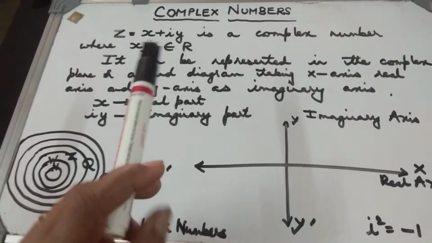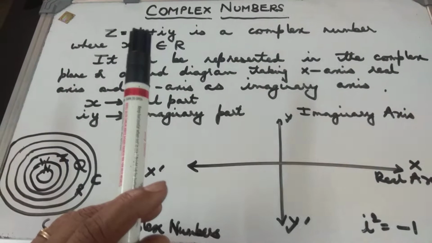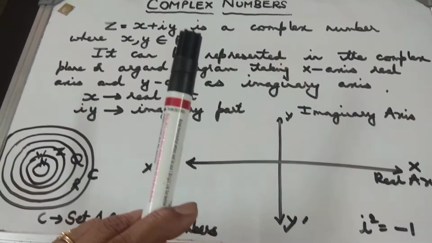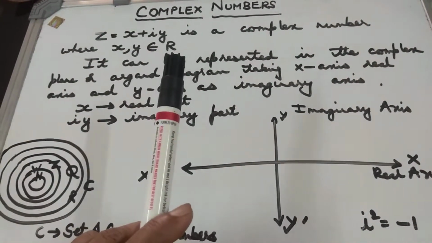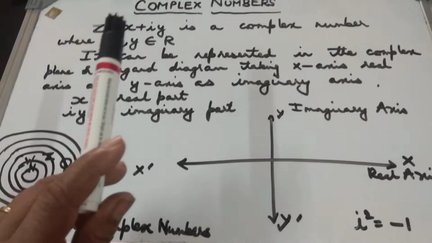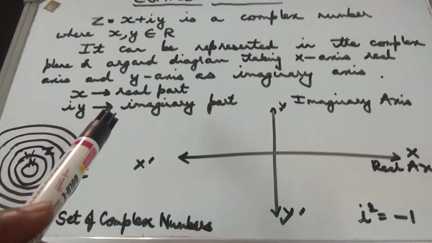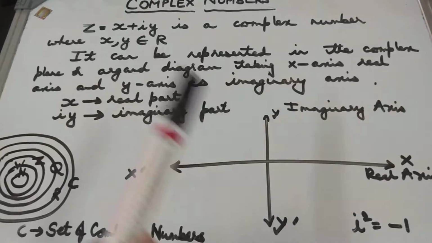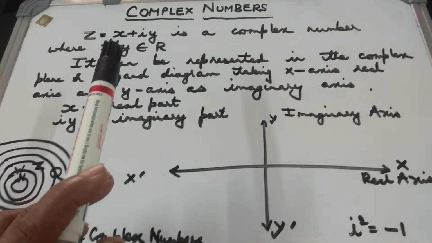Usually we represent a complex number by Z. Z is equal to x plus iy is the representation of a complex number where x, y belong to R. Here x is said to be the real part, whereas iy is said to be the imaginary part. So the complete notation stands for a complex number.